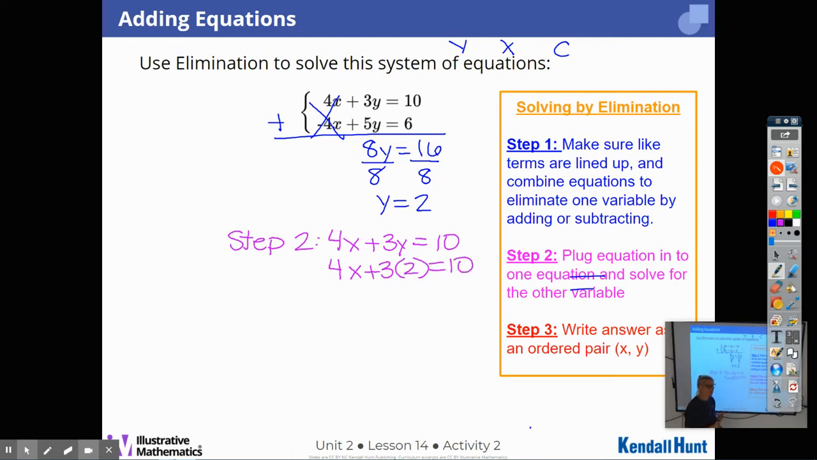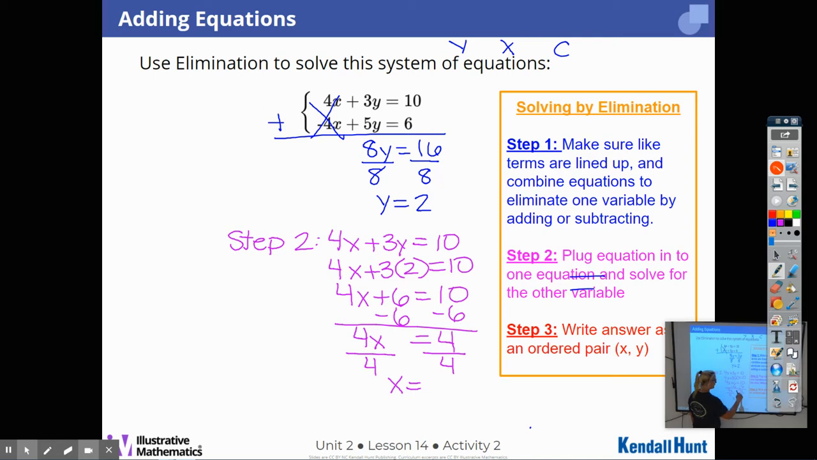From here, I'm just going to use my order of operations and inverse properties to get x by itself. 3 times 2 is 6, so 4x plus 6 equals 10. Subtract 6 from both sides. Bring down the 4x. 6 minus 6 cancel out. 10 minus 6 is 4. Then divide both sides by 4 to get x alone. 4 divided by 4 is 1. So I know that x equals 1.